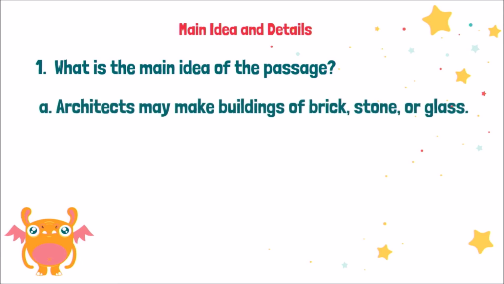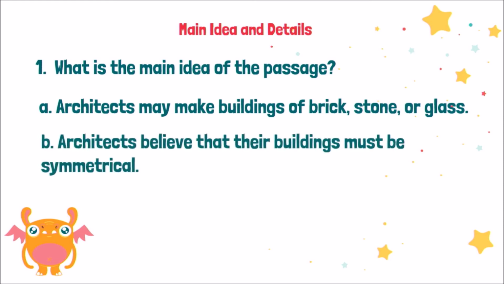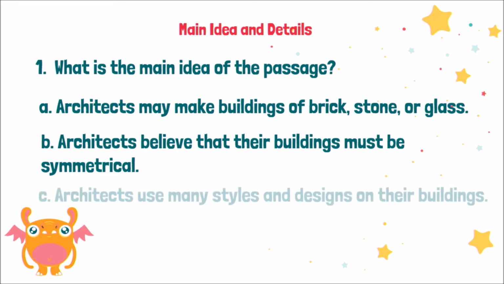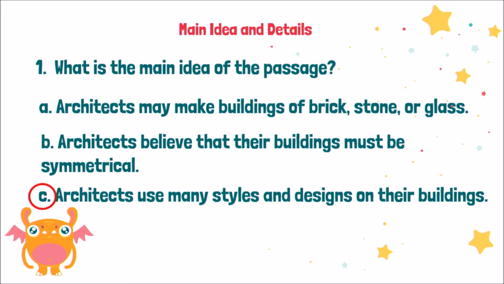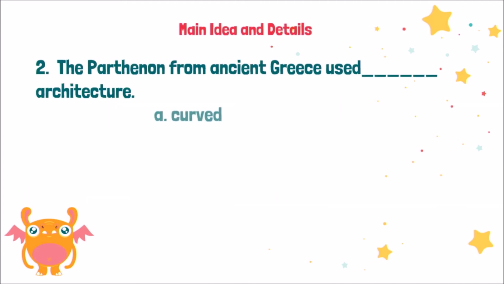A, architects may make buildings of brick, stone, or glass. Letter B, architects believe that their buildings must be symmetrical. Or letter C, architects use many styles and designs on their buildings. So here, the main idea of the passage is letter C. Architects use many styles and designs on their buildings. Great job, grade 3.